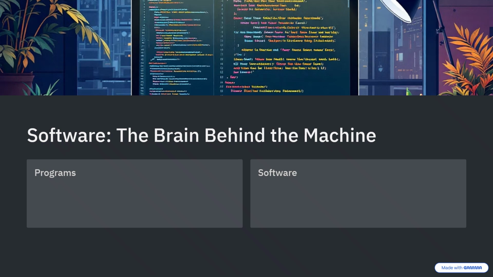Programs are individual sets of instructions designed to carry out a specific task. Then what is software? Software is a collection of programs working together to accomplish particular goals. This software tells the hardware exactly what to do. This is the definition of software. Then go to the next slide.